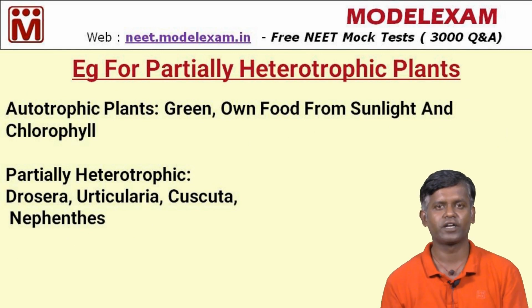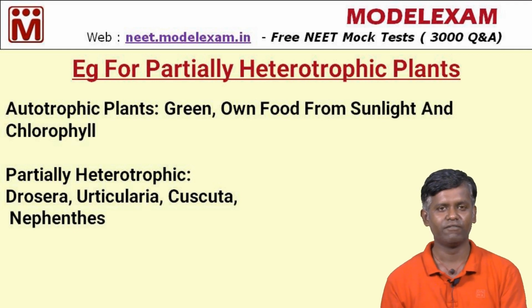Now let's discuss heterotrophic plants. What is a heterotrophic plant? We know about autotrophs and heterotrophs. Autotrophs means the plants which can synthesize their own food, and heterotrophs depend on other food materials.